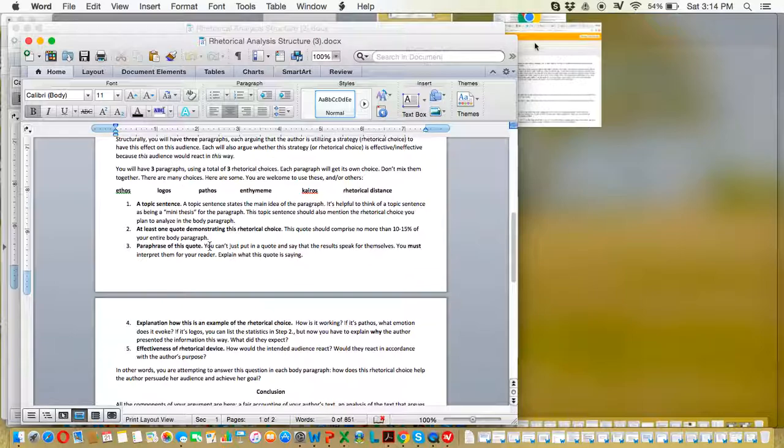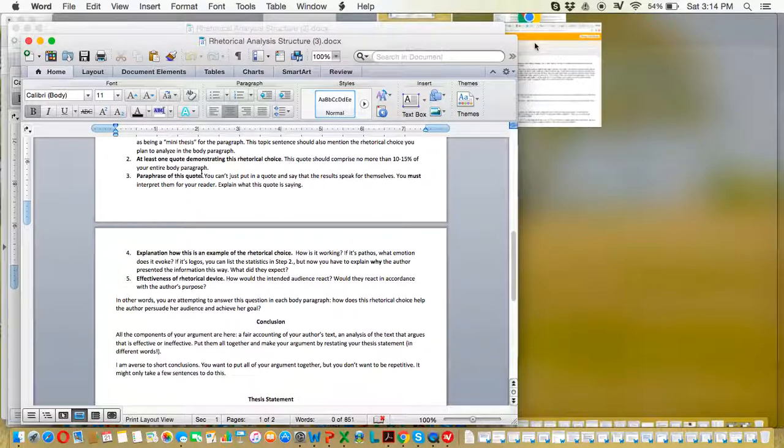So I know that was a long-winded explanation. I hope this is becoming a little more clear, but that's basically what you need to say. And you need to bring it back at the end to the audience. Effectiveness of a rhetorical device.